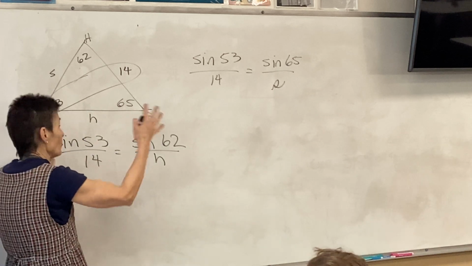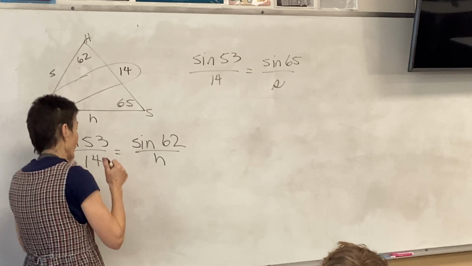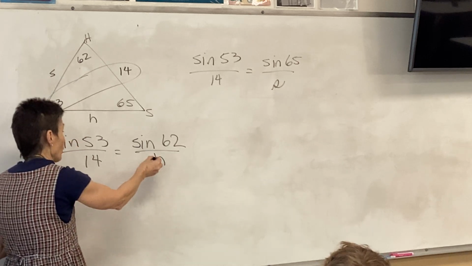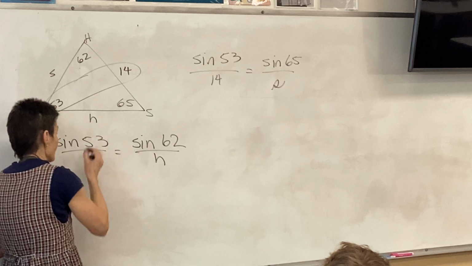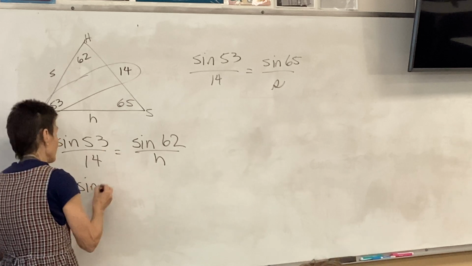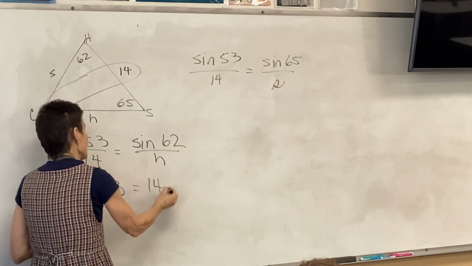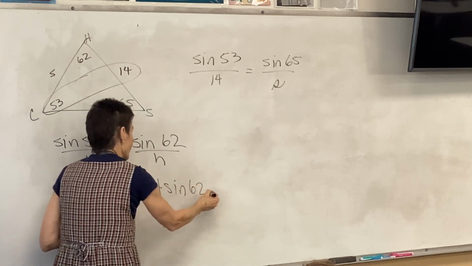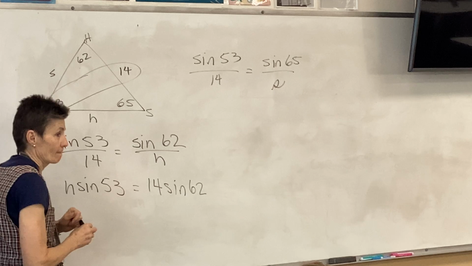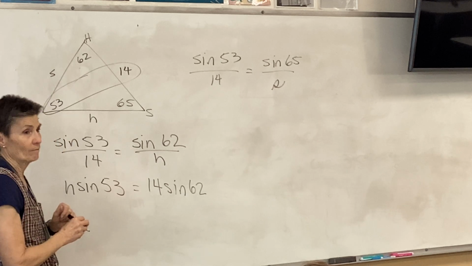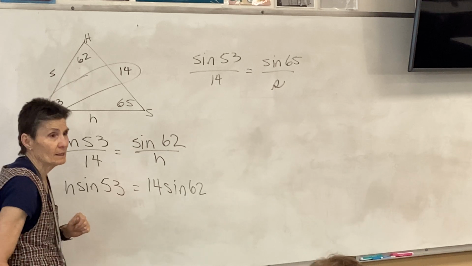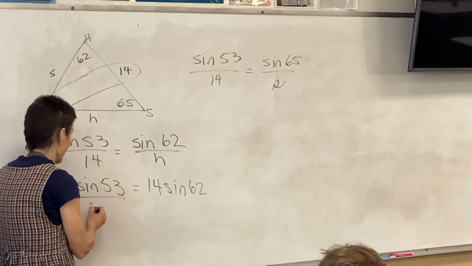So it doesn't matter which one you're doing first. We're going to do them both. So now I'm going to cross multiply. So h sine 53 equals 14 sine 62. Now what am I solving for? What am I trying to figure out? H. So I'm going to have to divide by sine 53.